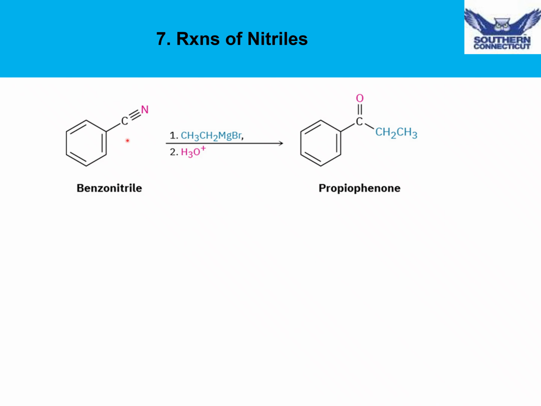Example, using benzonitrile, if we add ethyl Grignard, the ethyl group will be added to the carbon of the nitrile, and then the nitrile will be initially turned into an imine anion, and then that imine anion will react with aqueous acid to first turn into an imine, which will then be hydrolyzed into this carbonyl shown in the product.